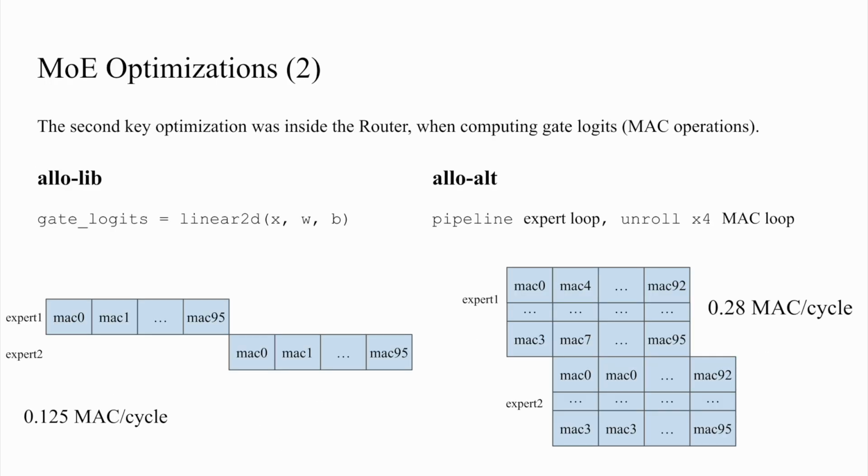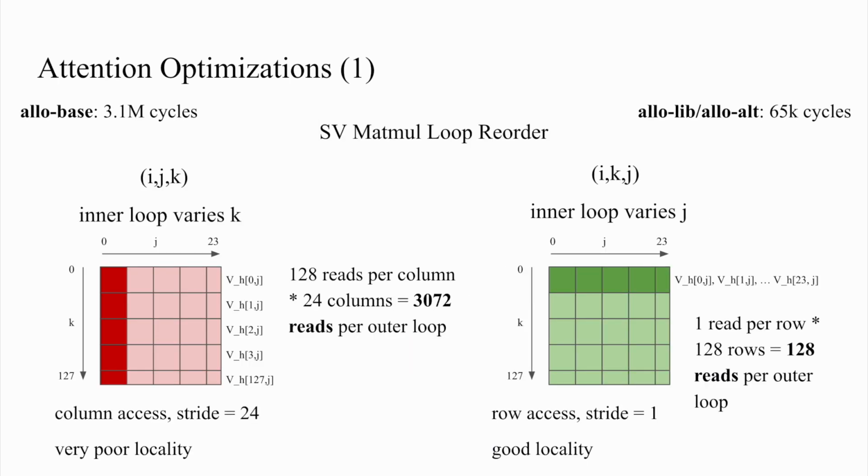The second key optimization was inside the router. Using the Allo-lib function, the multiply accumulate operations happen sequentially, with experts also sequential. So by pipelining the expert loop and unrolling the MAC loop 4 times, we can increase the throughput of the logic's computation. We notice an increase from 0.125 MACs per cycle, so around 1 MAC every 8 cycles, to 0.28 MACs per cycle, so 4 MACs every 14 cycles. Because of the accumulation dependency within this unrolled 4 MAC, we do not see the maximum theoretical speedup in the alternative version.